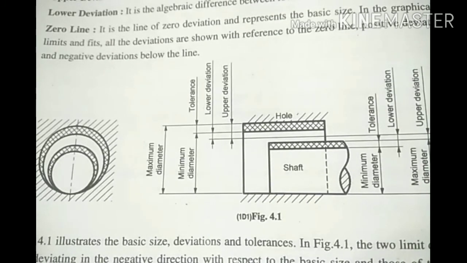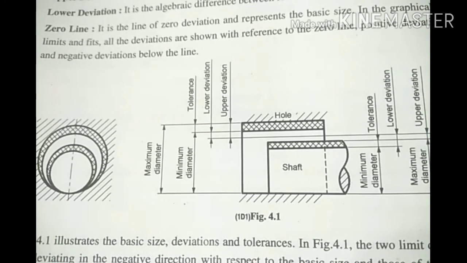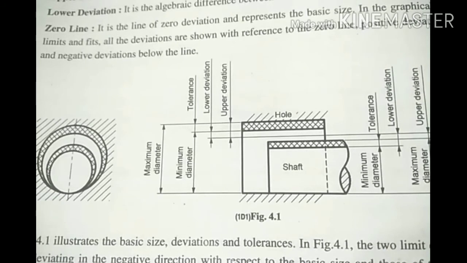So now the next one is allowances. Allowances: the difference between the dimensions of two mating parts, hole and shaft, for any type of fit. There are different types of fits.